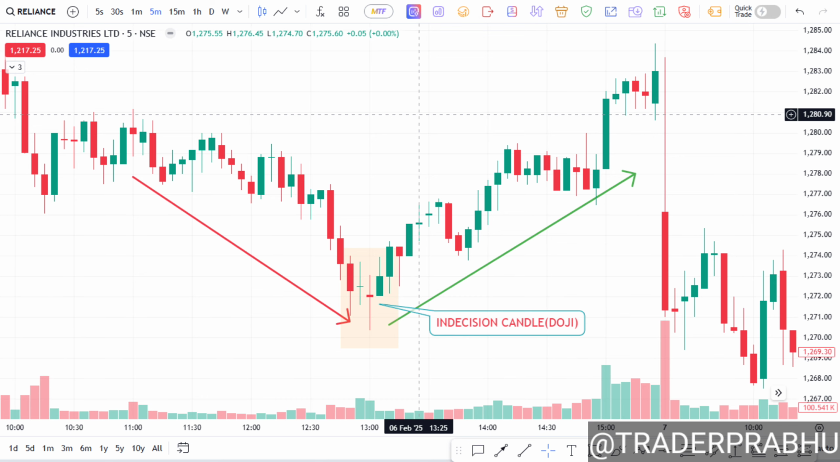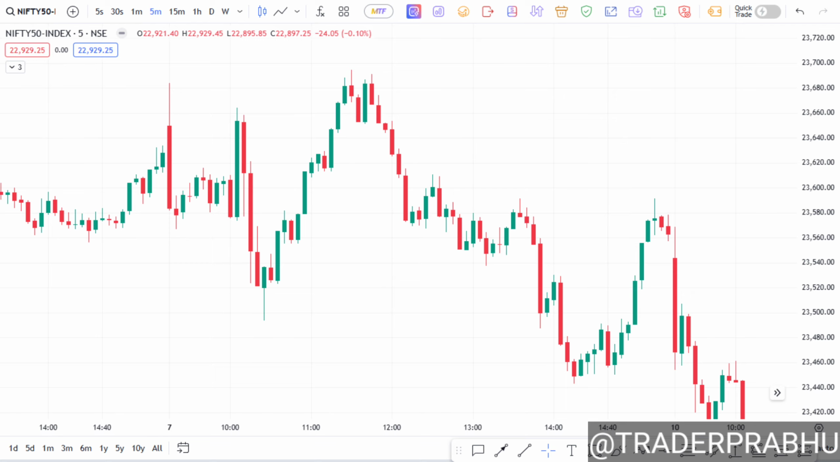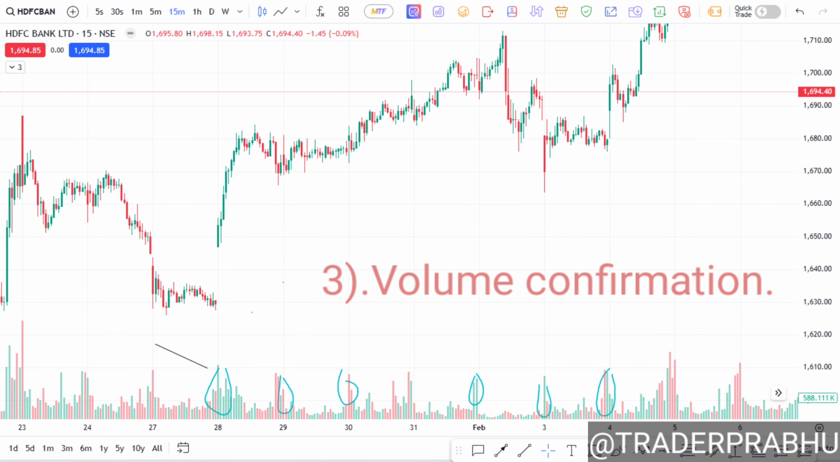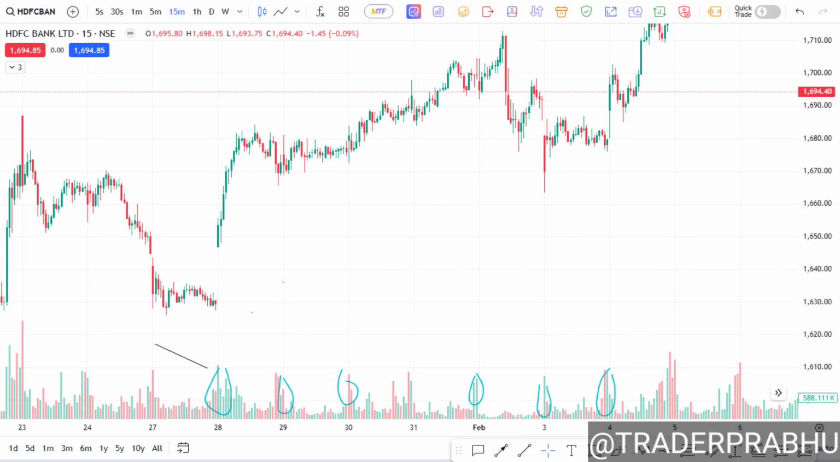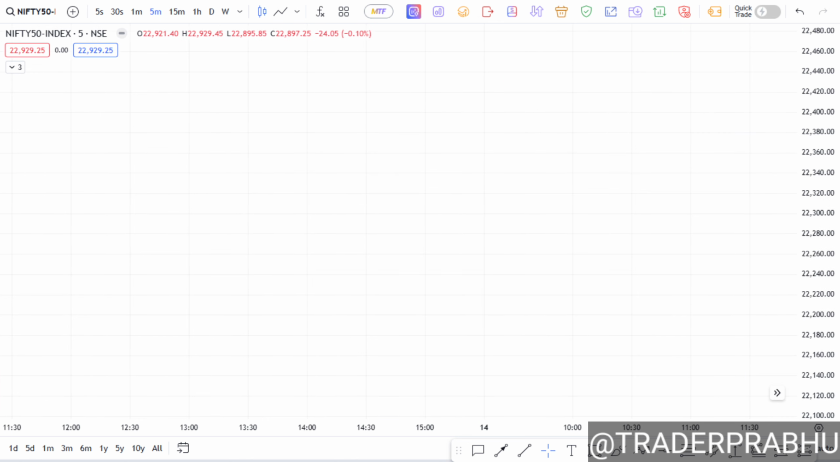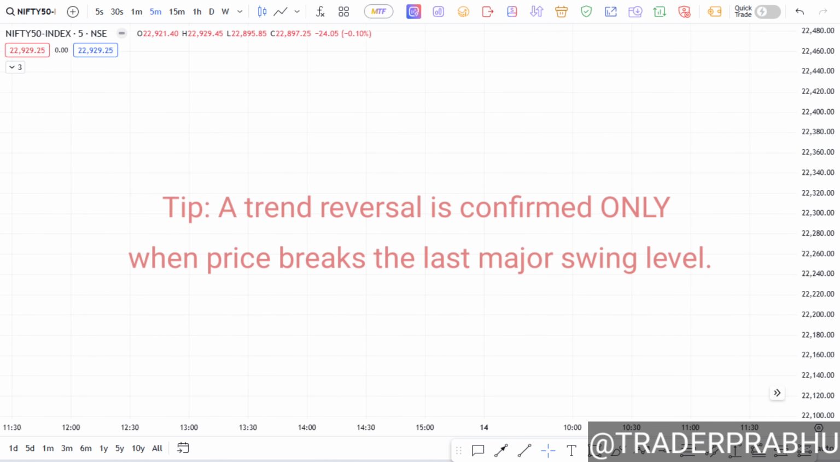And third one is volume confirmation. A true reversal is backed by high volume. If price breaks structure with low volume, it might be a false move. So a tip is, a trend reversal is confirmed only when price breaks the last major swing level.